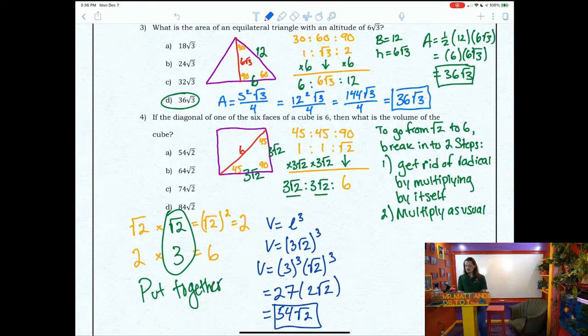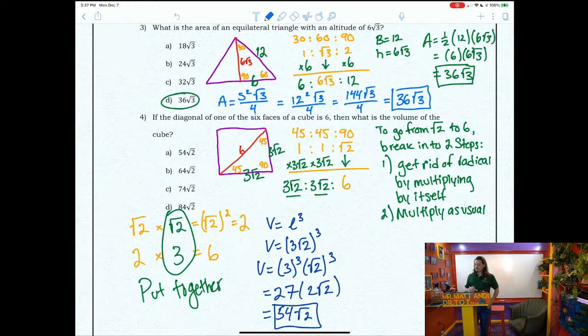So if I use the 45, 45, 90 ratio of 1 to 1 to root 2, I just set that ratio up by writing it out vertically. And then I draw a line. I position the given side length of 6 underneath the ratio element that corresponds to the 90-degree angle measure, because the side length of 6 is across from the 90-degree angle measure in that 45, 45, 90-degree triangle. But the problem is that I need to go from a radical of root 2 to an integer value, a whole number of 6. So you break this into 2 steps.